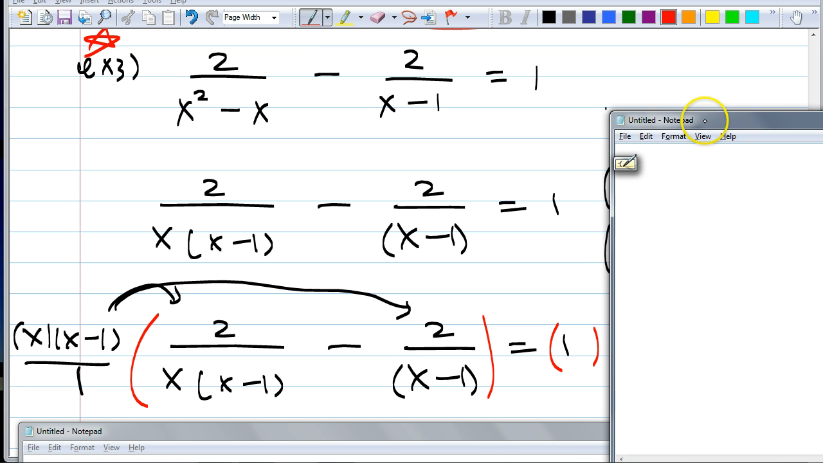By the way, what are your restrictions? x can't be what? How many? First of all, show me with your fingers. How many restrictions will you get in this problem? A lot of you have 1, 2. Okay, there are actually 2, aren't there?